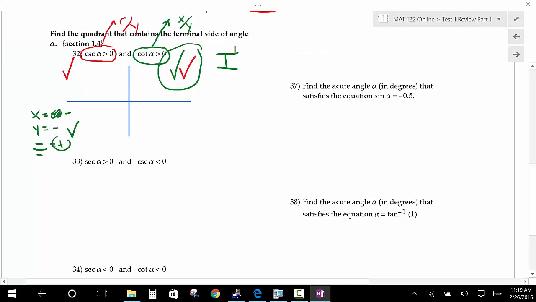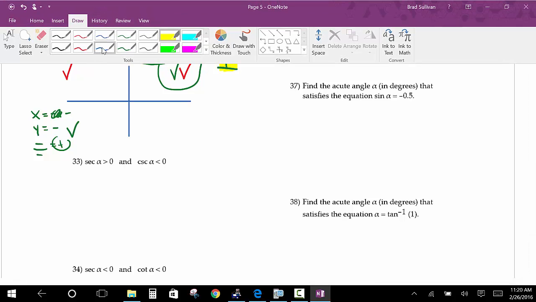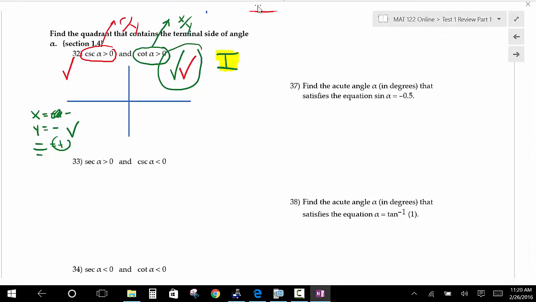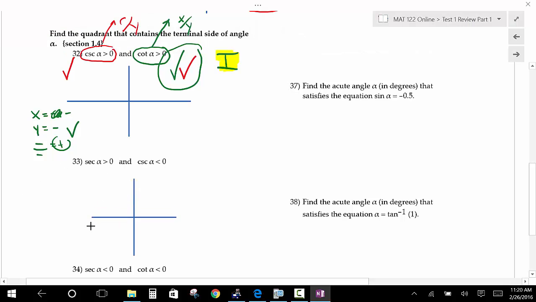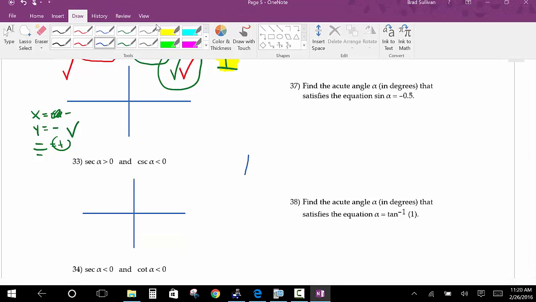So what you're doing is analysis of signs. That's how you can figure out these values. To me, this is the easiest way to get students to do this correctly, is just make a little chart out kind of like this. Okay, let's do the next one in a similar way.